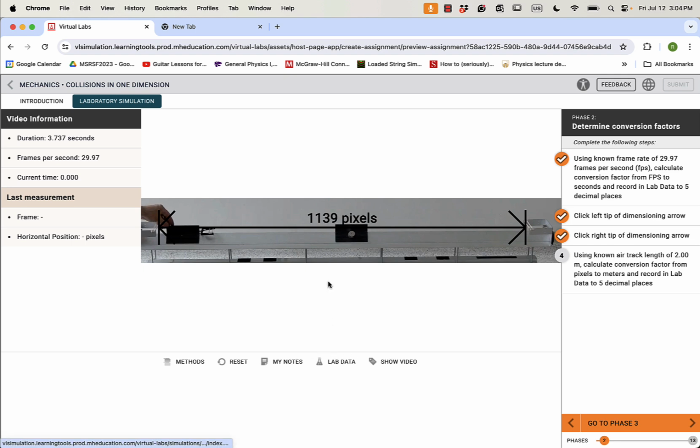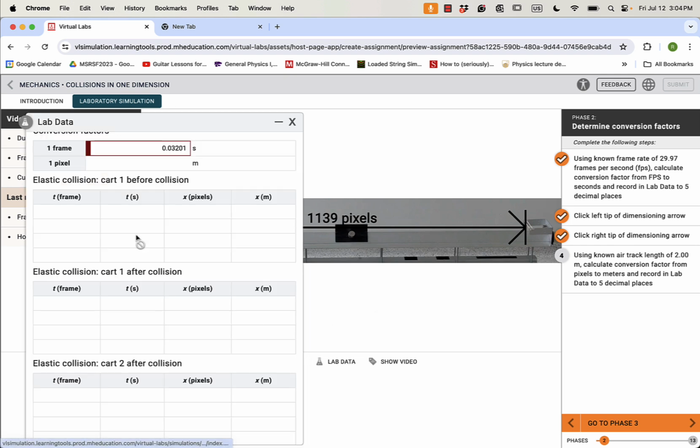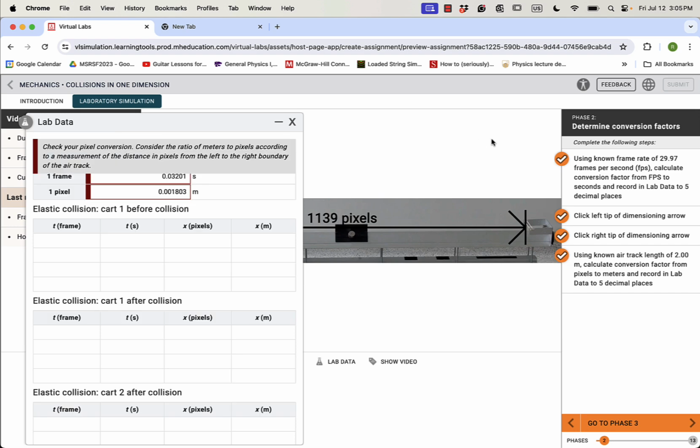Okay, so that'll give you the length of 1 pixel in meters. All right, so 2 divided by 1139. So you will put that here. So that'll give you again the value of 1 pixel. I'll just put some arbitrary number here. You can use the actual calculation. So 2 divided by 1139. So I'll put 0.0018, something like that. And then what's the next one?